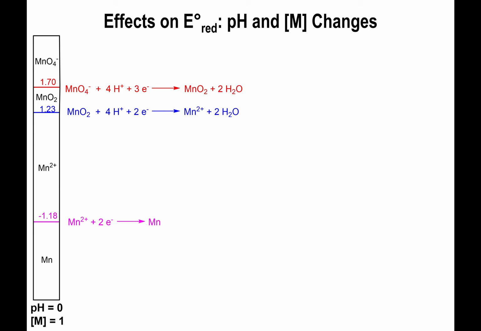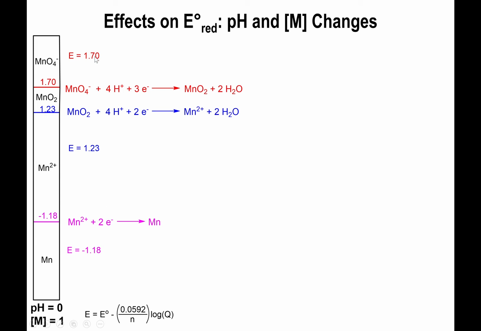Alright, so let's take a look at something a little bit more realistic, right? Let's see what happens when we change the pH to a value that makes a little bit more sense. Alright, so this is going to be the idea. We are going to change the pH, so we're going to have to look at non-standard conditions, meaning that we're going to use the Nernst equation.